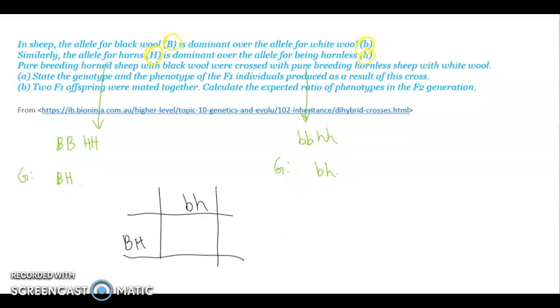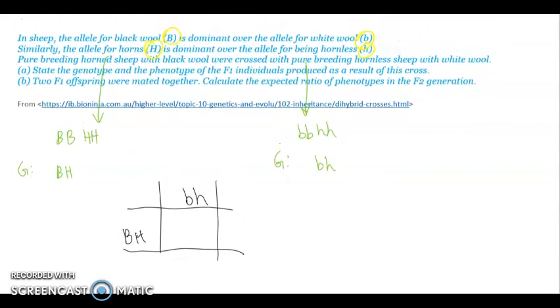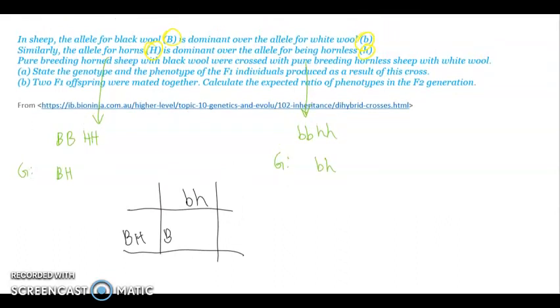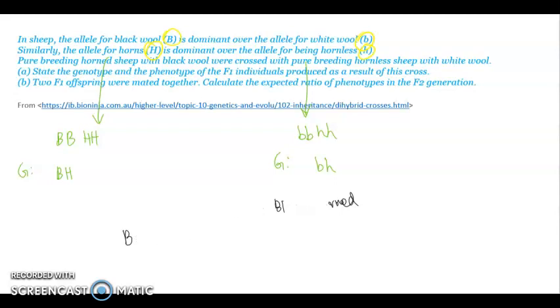I think I accidentally said phenotypes earlier. I meant genotypes. And we simply put these together. So we have big B, little b, big H, little h. That's what we have as our genotype, and we have to identify the phenotype as per the question, and we get black horned because horned is dominant. Heterozygous dominant means dominant is expressed, and heterozygous dominant for B as well means the wool is going to be black. That's part A done, and let's move on to part B.